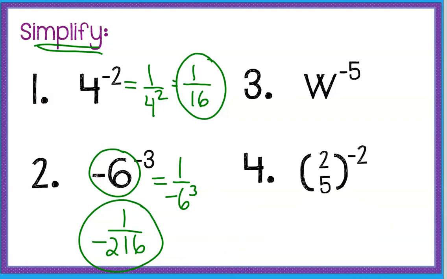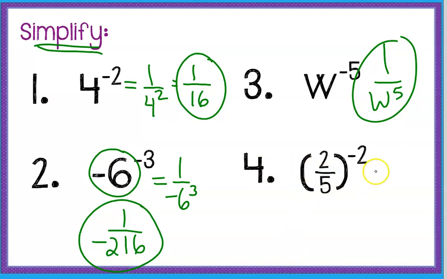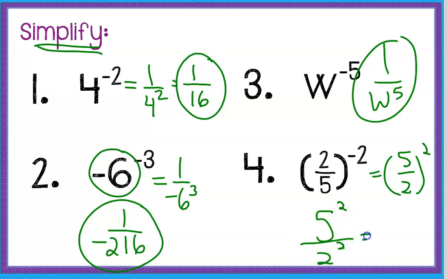All right, let's take a look at number 3. Once we make that power positive, can we simplify it any further? No. We don't know what W is, so that is our final answer. For number 4, this fraction 2/5, when we make this power positive, will become 5 over 2, and then the power is positive. When you raise a fraction to a power, you put that power to the numerator and to the denominator. So we'll get 5 squared and 4 squared.